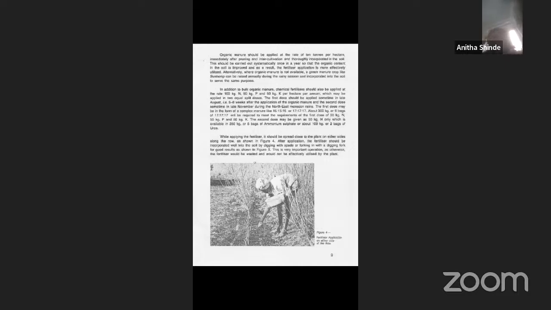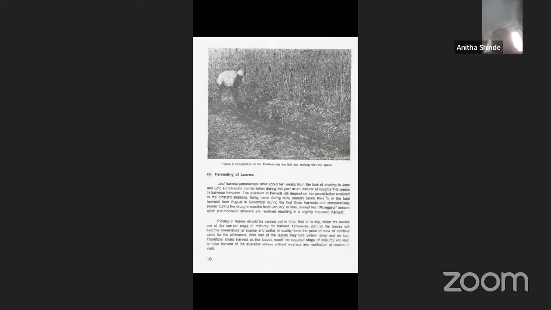While applying the fertilizers, it should be spread close to the plant on either side along the row, as shown in the figure. After application, the fertilizer should be incorporated well into the soil by digging with the help of a spade or by forking it with a digging fork for good results. This is how you have to do it. See here, fertilizer application on either side of the row. And in this case, you are seeing the incorporation of the fertilizer into the soil by working with the spade. So this is how we have to do it.